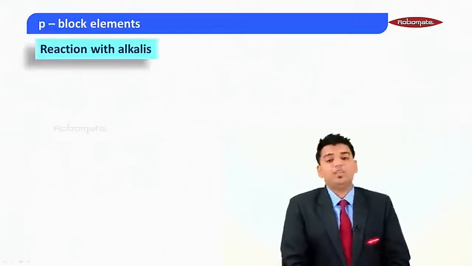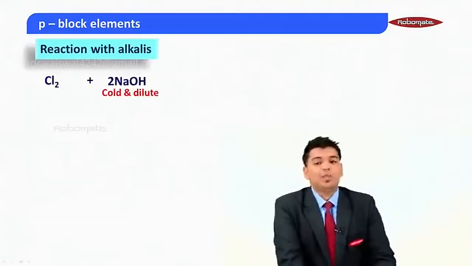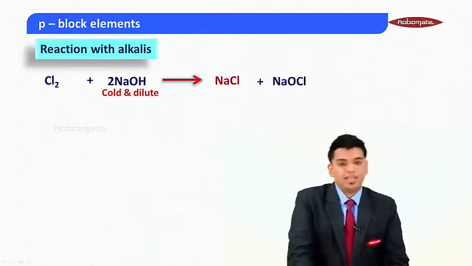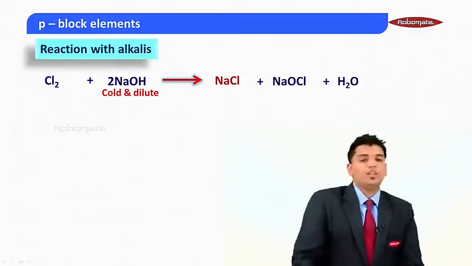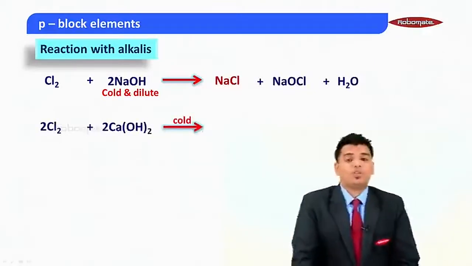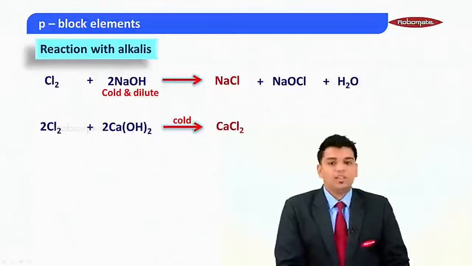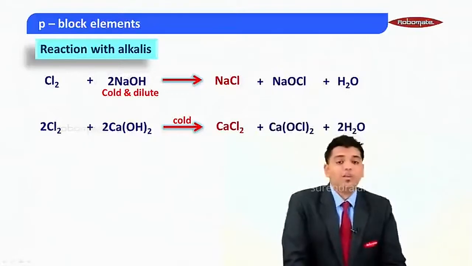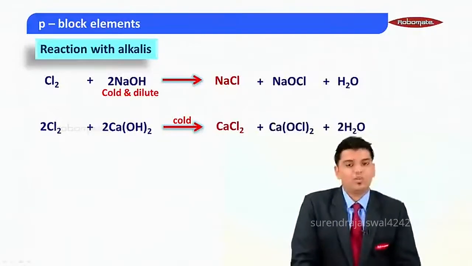Next is the reaction with alkalis. Now Cl2 plus NaOH, that is cold and dilute, gives out NaCl, and along with that we get NaOCl and H2O. Next is Cl2 when treated with Ca(OH)2 under cold conditions gives CaCl2 and Ca(OCl)2, which is calcium hypochlorite, and we get H2O.